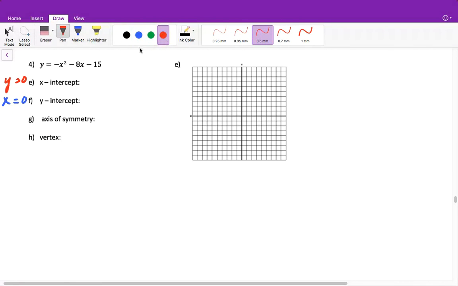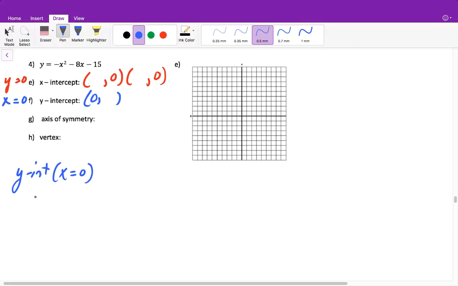So to solve for our y-intercept, because that's the easiest, we can do that first. So x is equal to 0. So right away, I know this has a point of (0, something). And for this one, I know I can have a point of (something, 0) and possibly another point. It may only be one intercept, it may be two, or it may be none. But if it's going to happen, we will have 0 as our y value. So then we just plug in 0 for x. So y is then equal to negative 0 squared minus 8 times 0 minus 15. So y is then equal to negative 15. So our point is (0, -15).